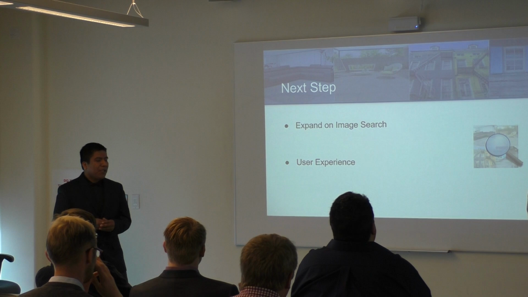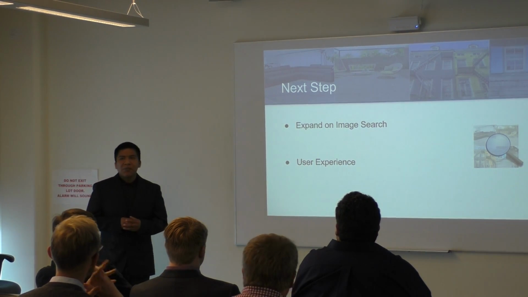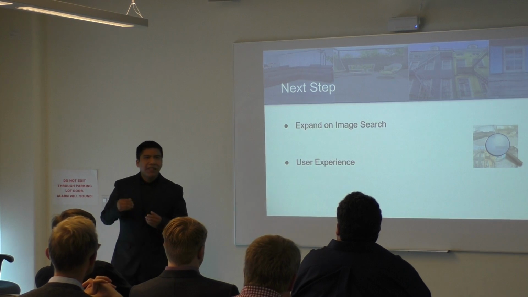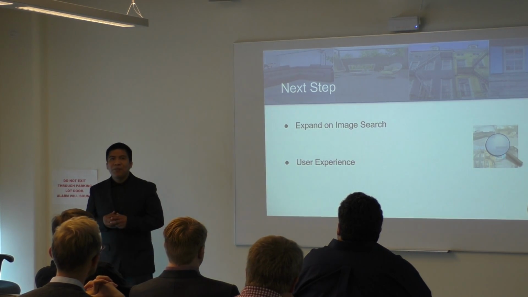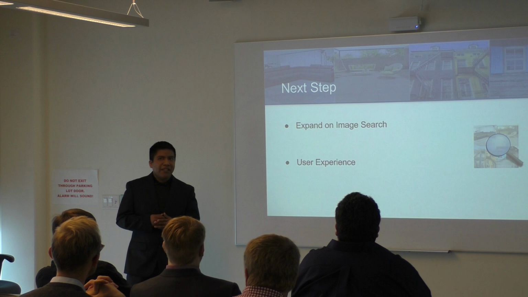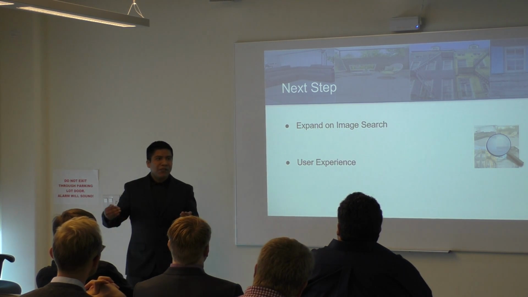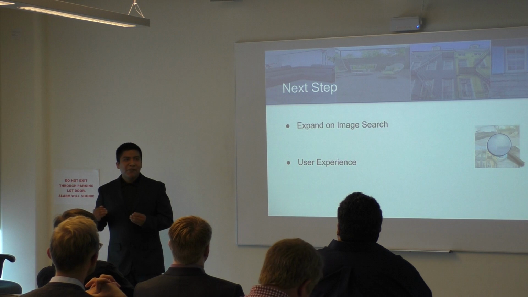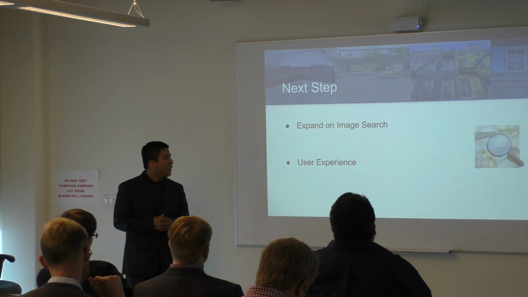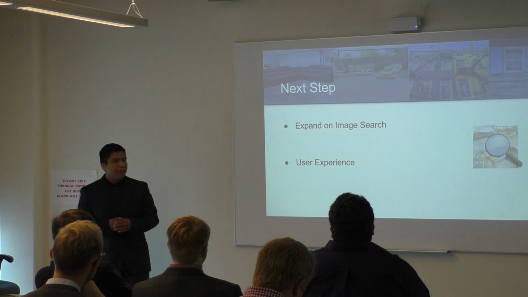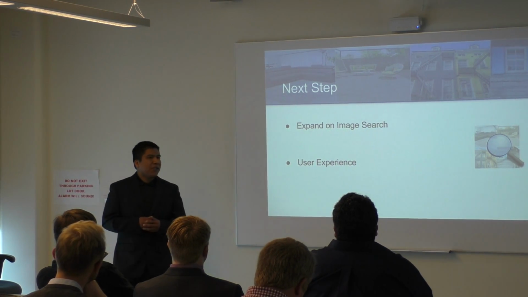Next steps, we would like to expand on image search. Most importantly, make it more robust. Right now, if I type water, it shows me water, but we would like to make it work with synonyms. If I type water, I should also see ocean. Right now it doesn't work like that, so we need to expand on that. And also add more tasks to incorporate user experience.